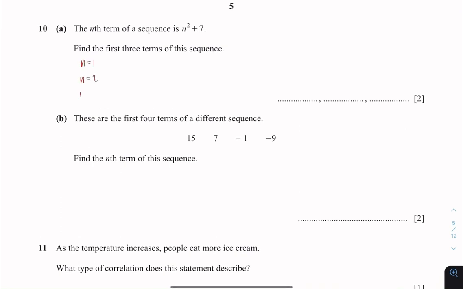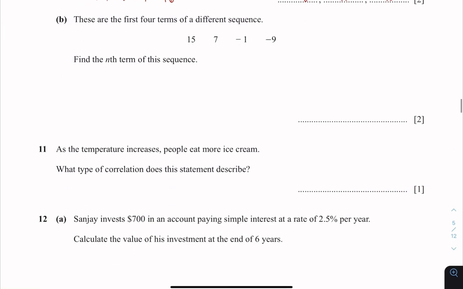Find the first 3 terms of the sequence. So I'm just going to substitute n equal to 1, 2, and 3. Right, so when n is equal to 1, that gives me 8. n is equal to 2, that gives me 11. And n equals 3, that gives me 16. So 8, 11, 16 are my answers.